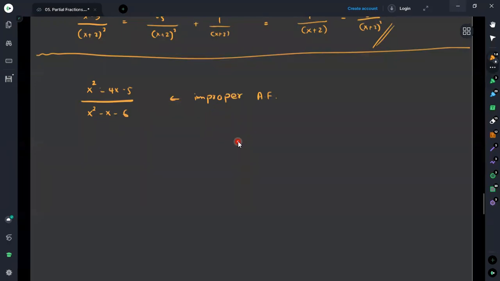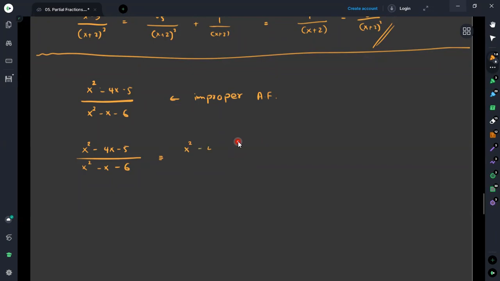Therefore, here we can say it is x squared minus 4x minus 5 over x squared minus x minus 6. We can write it in the form of a mixed fraction. But prior to writing it as a mixed fraction, I will do this as well.